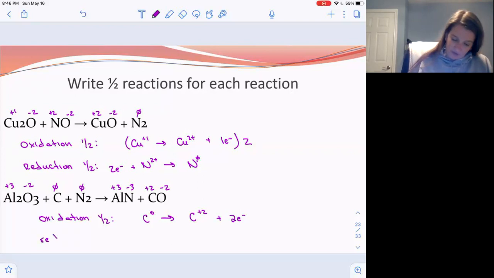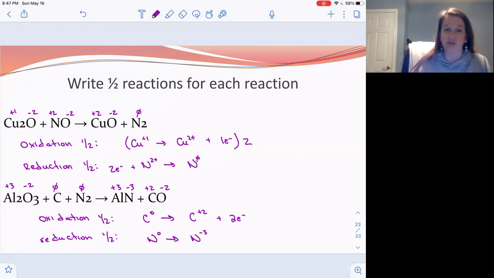Our reduction half reaction: which substance is getting reduced, which one's gaining electrons? That's going to be our nitrogen. So we're going from a 0 oxidation state to a minus 3 oxidation state. So we're going to have to add how many electrons to which side? We're going to have to add 3 electrons to the reactant side. And so we're going to have to multiply both of these half reactions in order to get the same amount of electrons transferred. So we're going to have to multiply this top one by 3. We're going to have to multiply this reduction half reaction by 2.